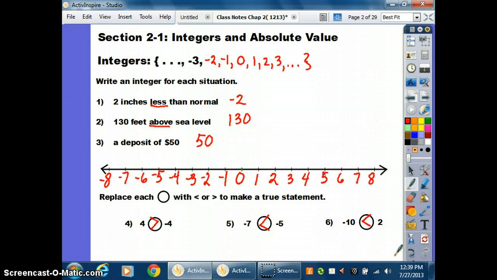Some students tell me, hey, I like to remember what my middle school teacher said, that it's a crocodile, and I want to eat the larger number. So the symbol, like this greater than, its mouth is open to the 4. The crocodile wants to eat the bigger number. And this one, it's open to the negative 5 because it wants to eat the bigger number. And it's open to the 2, the bigger number. Good way. Okay, next page.